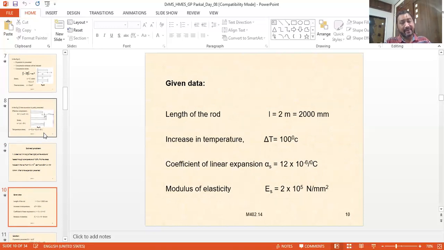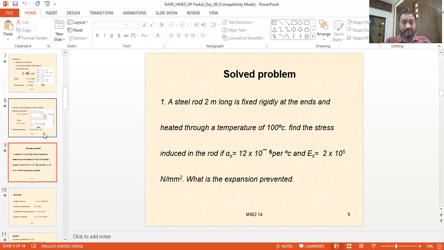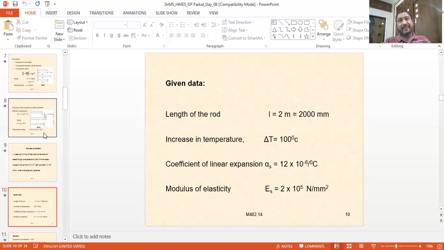Here the initial temperature is not given, only they said that it is heated to a temperature of 100 degrees centigrade. That means we are assuming that the difference of temperature is equal to 100 degrees centigrade, and delta T is equal to 100 degrees centigrade.